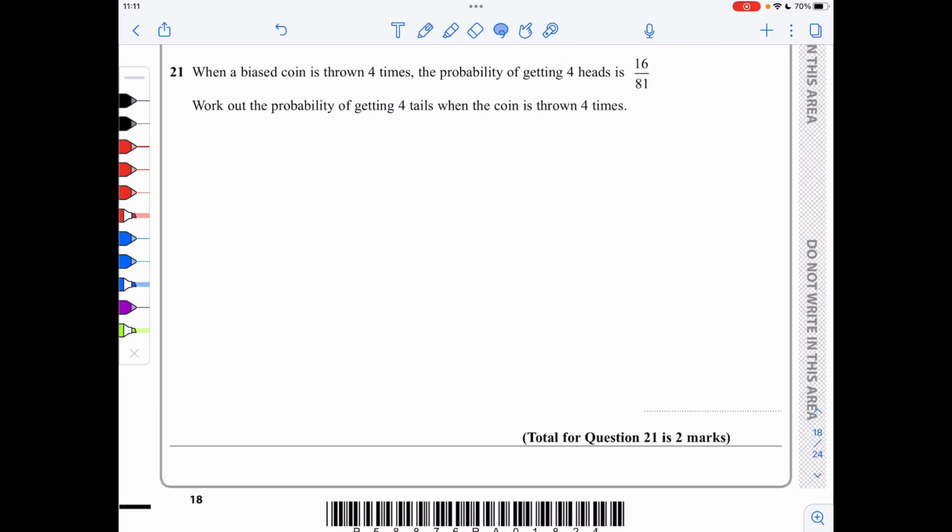In 21, we've got a biased coin that's been thrown 4 times, and we have been told that the probability of getting 4 heads is 16 over 81, and we need to work out the probability of getting 4 tails when the coin is thrown 4 times.